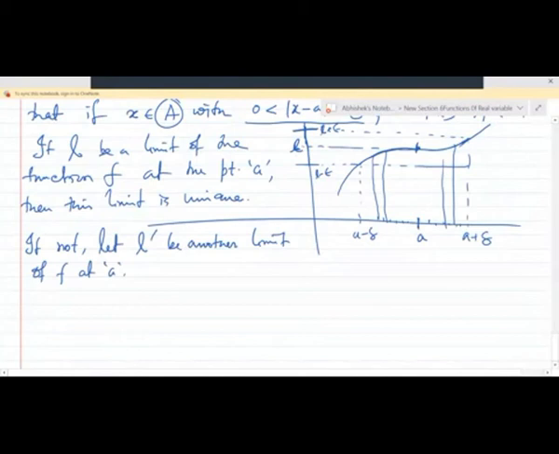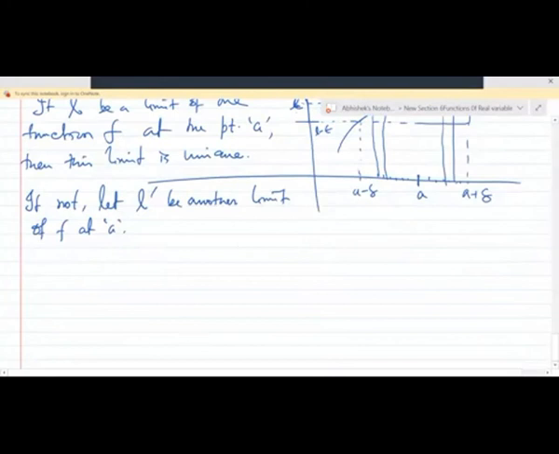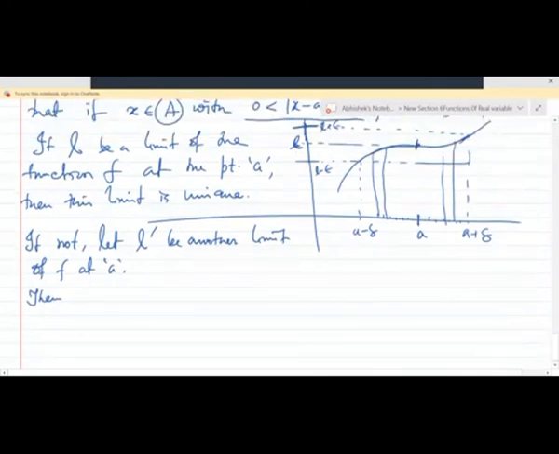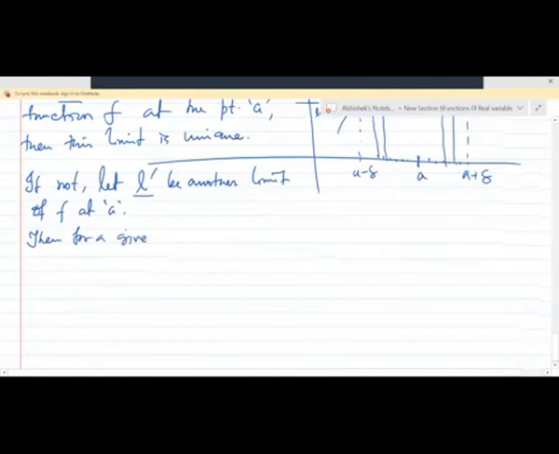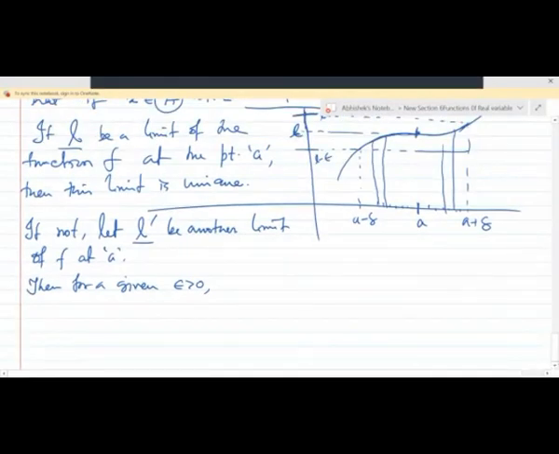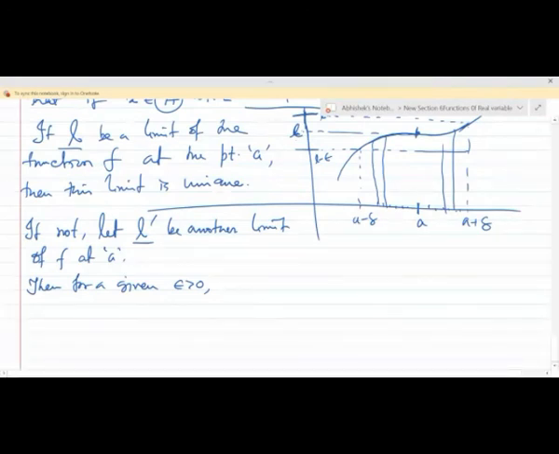Using the definition of limit, you have two limits, one is L, another is L dash. For a given epsilon greater than 0, you will have a delta greater than 0 for the limit L, and a delta dash greater than 0 for the limit L dash. You are having two deltas, one for L and another for L dash.